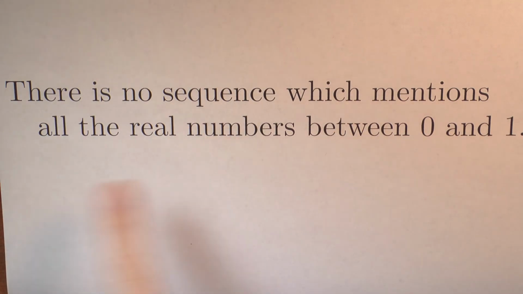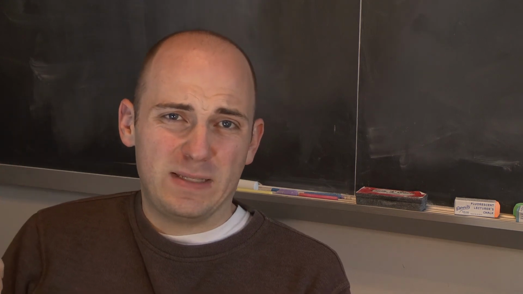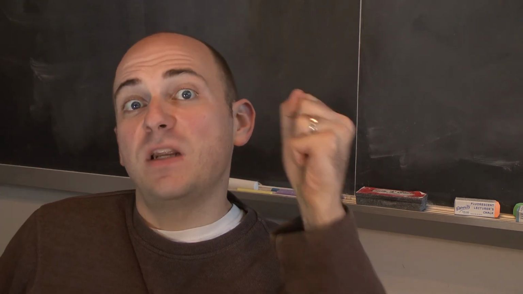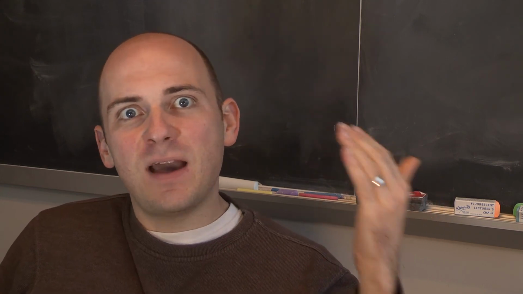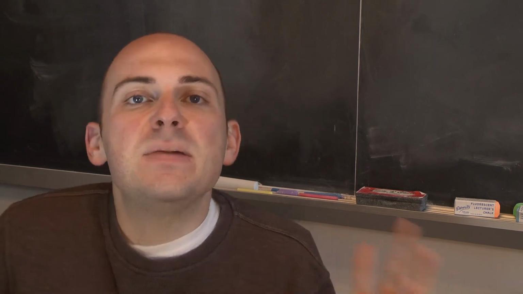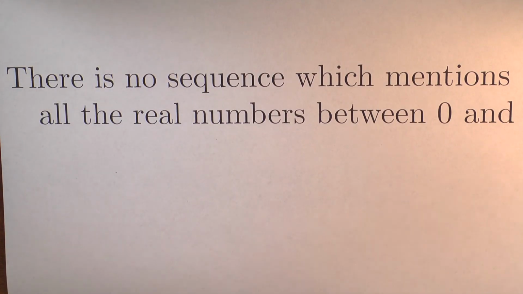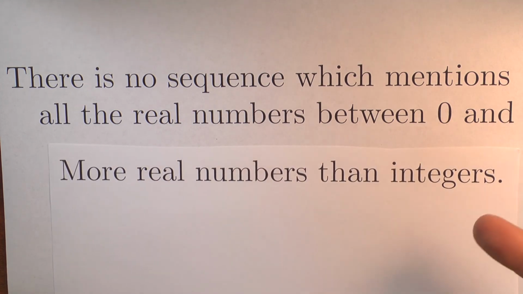So what does this mean? It means there's no sequence which mentions all of the real numbers between 0 and 1. If there were such a sequence, I could use that sequence to build a number x, which would have to be on the list because it's a list of all real numbers between 0 and 1, and yet can't be on the list because it differs from the nth number in the nth digit. That means that it's impossible to list off all the numbers between 0 and 1. That means there's no sequence which mentions every number between 0 and 1. In a sense then, there's more real numbers than there are integers.